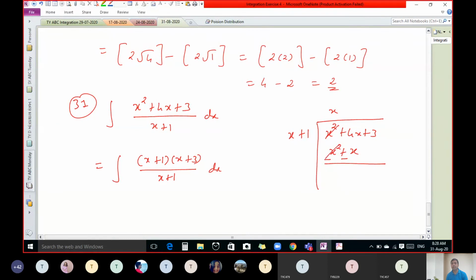And now 4x minus x, that means what? 3x plus 3. Once again, this 3x upon x, what we get? 3. And it is plus, so we have to write plus 3. If it is minus, then we have to write minus 3. So multiply this by 3. So we get 3x plus 3. Change the sign, minus minus, this cancels, and we get 0. Now we know that instead of this numerator, you have to write this into this plus this, but it is 0, so only this into this plus 0, no need to write plus 0.